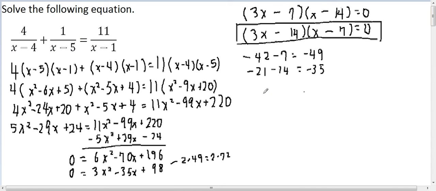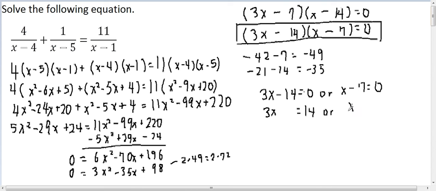And to solve for x, we'll set each of the linear factors equal to 0. To solve the first equation for x, we first add 14 to both sides of the equation, and that gives us 3x is equal to 14. And we can add 7 to both sides of the second equation, and we already solved the second equation for x. To solve the first equation for x, we divide both sides of the equation by 3, and that gives us x is equal to 14 over 3, or x is equal to 7.